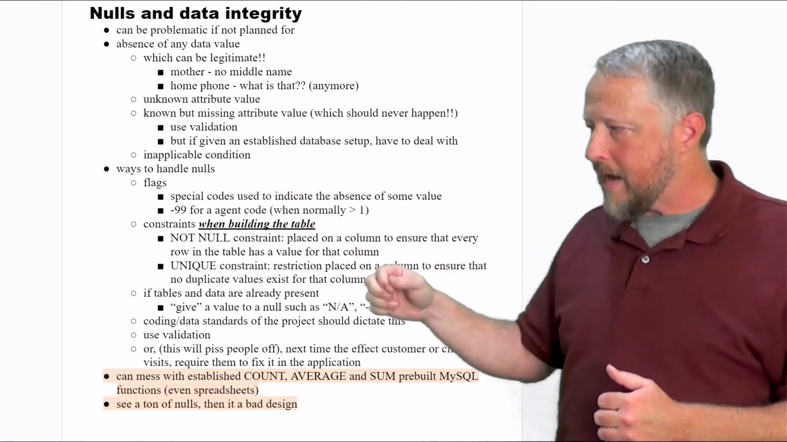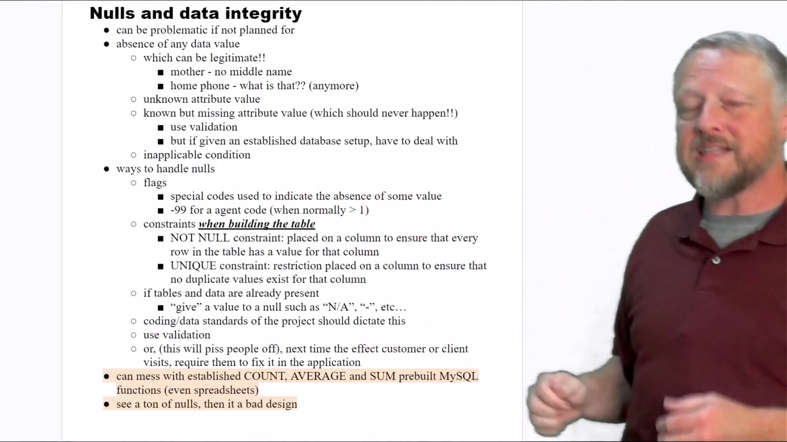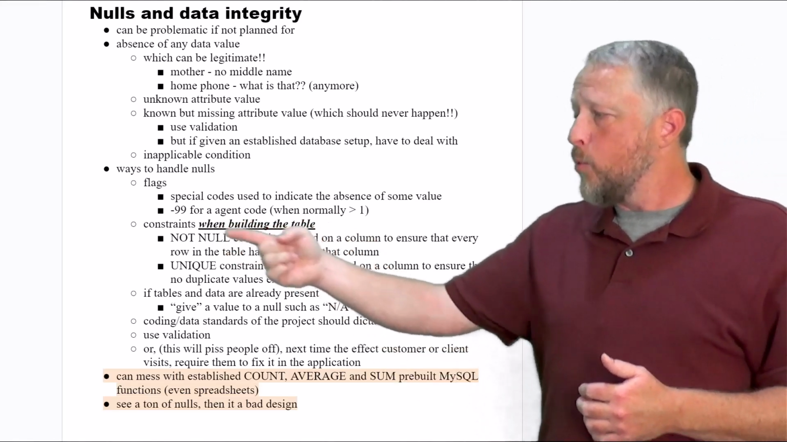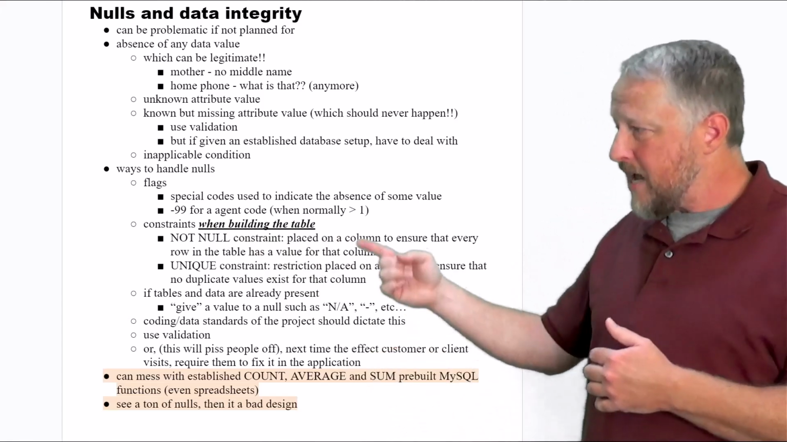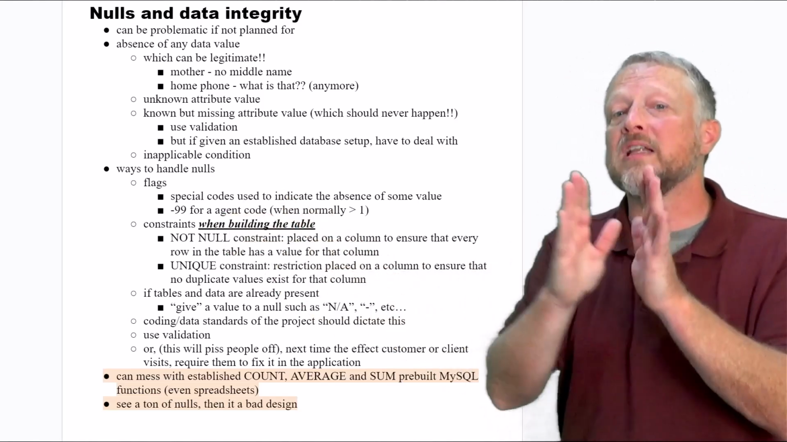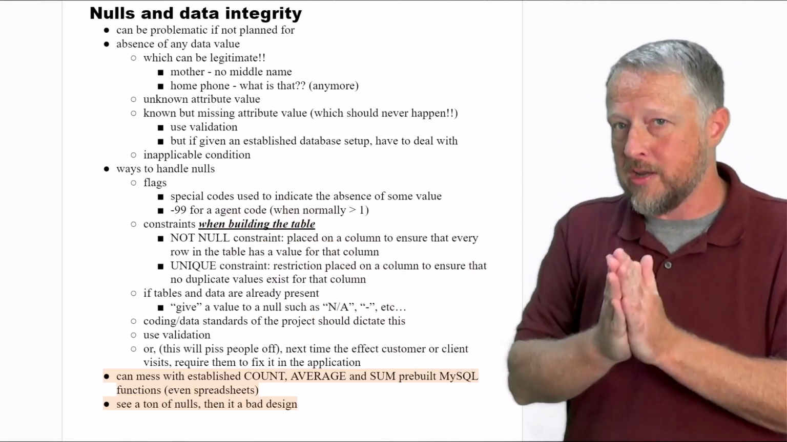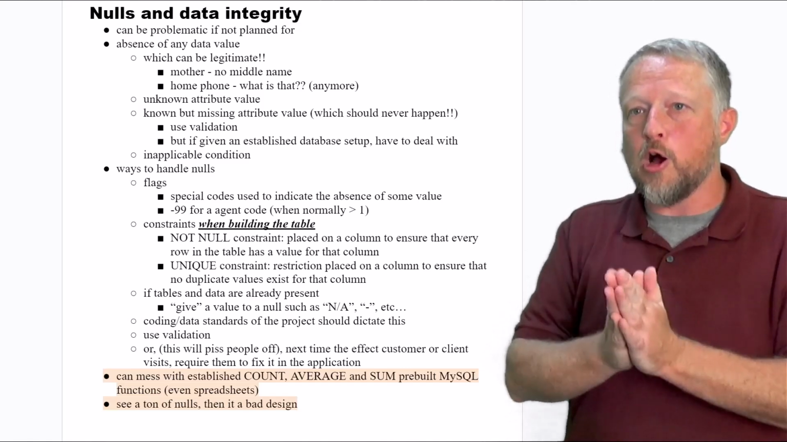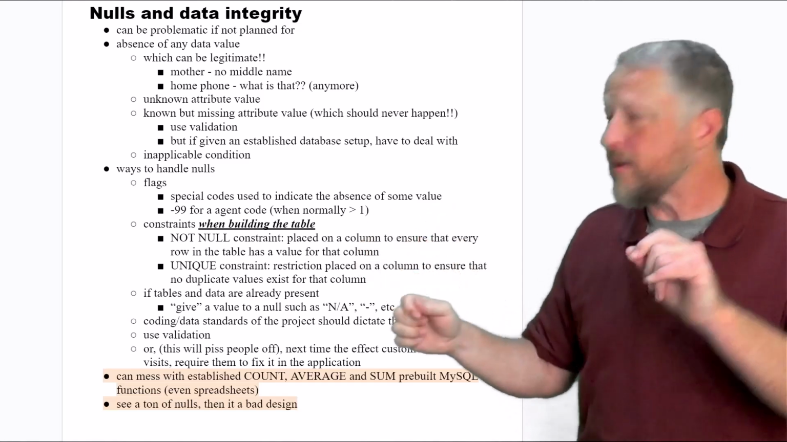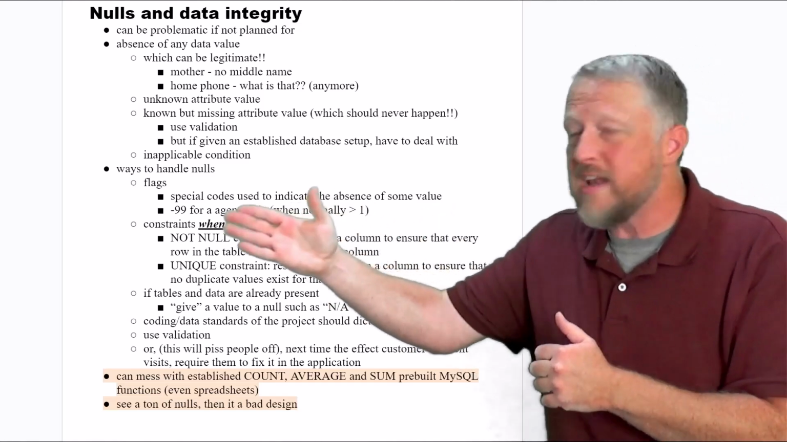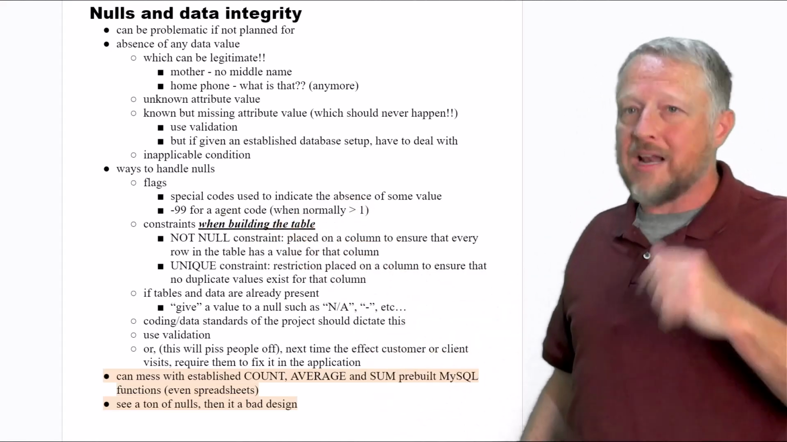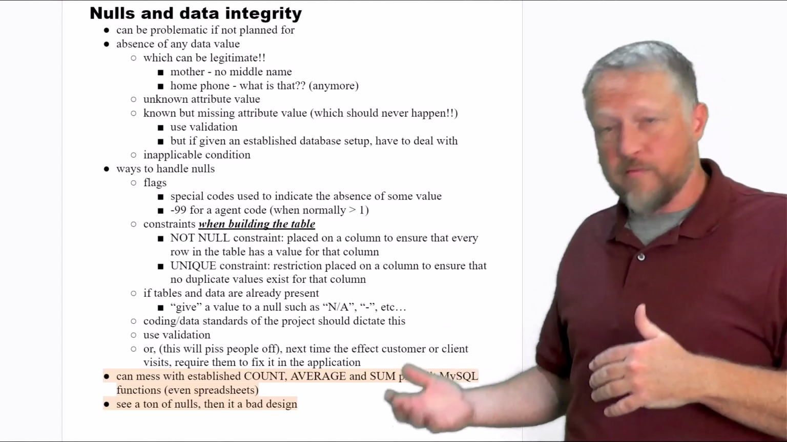Number one, flags. We can use special codes to indicate the absence of a value. Let's say they didn't know what the agent code was. We can use -99 because we can tell you, hey, it's usually greater than a 1. If we have a negative in there, we at least still have an integer, but we know that there's something up. We have a -99. We know we got to take care of it later. And here's the other part. I can look for -99 in our query, and it comes right up with what items I need to then go ahead and check for and further follow up on.